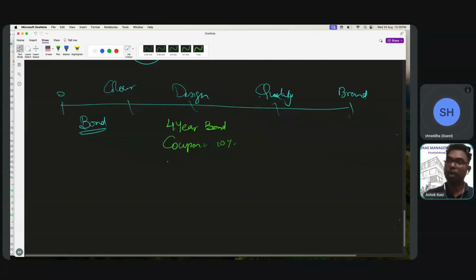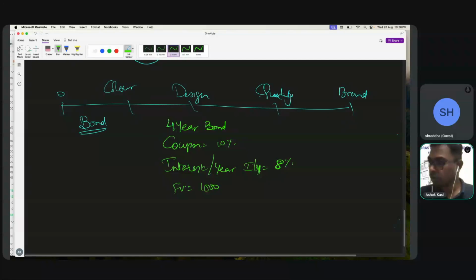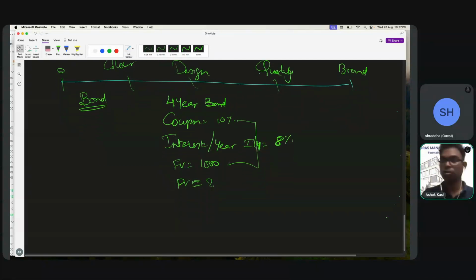Now you will also compare any product, that 1,000 rupees product, with the neighbor's shop as well. That means, in the market, what is the price of that product? That is called interest per year in the market, which is equal to, let's say, 8 percent. In the market, it is 8 percent. And this is the future value, or the principal amount on which the interest will be calculated. Now, if these are all the conditions, what is the present value of the bond? We have to value this bond now. This is the shopping that I'm going to do now. At what price should I be willing to buy this bond?